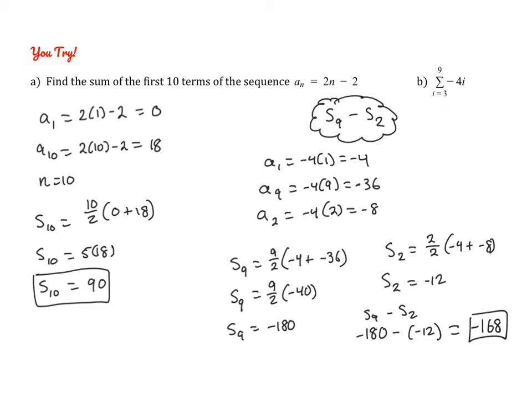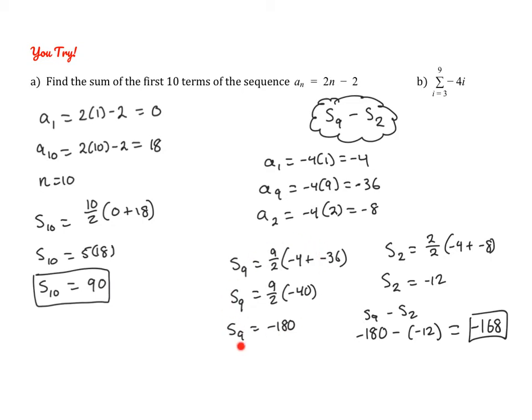And for the second one, they only want the sum of the 3rd through 9th term. So we can use our formula still, but we have to find the sum of all 9, and then we have to subtract the sum of the first 2. Because again, they want us to start at the 3rd term.